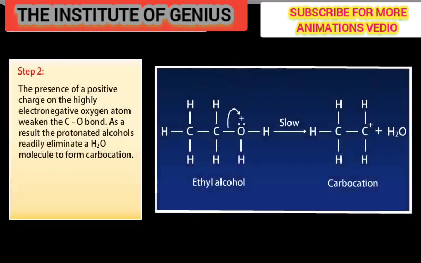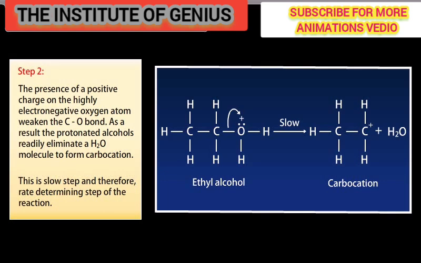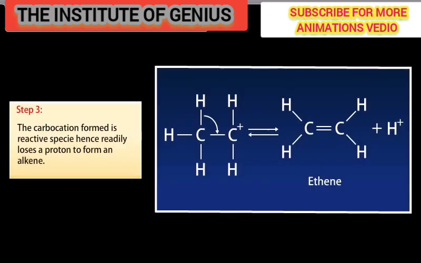Step 2. The presence of a positive charge on the highly electronegative oxygen atom weakens the C-O bond. As a result, the protonated alcohols readily eliminate a water molecule to form carbocation. This is the slow step and therefore the rate determining step of the reaction. Step 3. The carbocation formed is a reactive species, hence readily loses a proton to form an alkene.